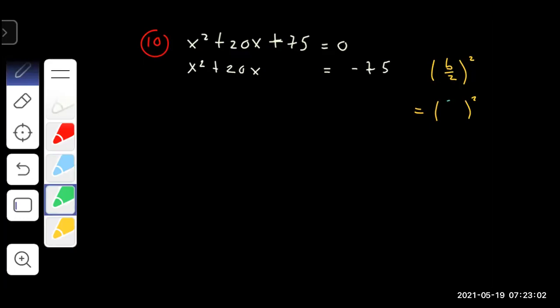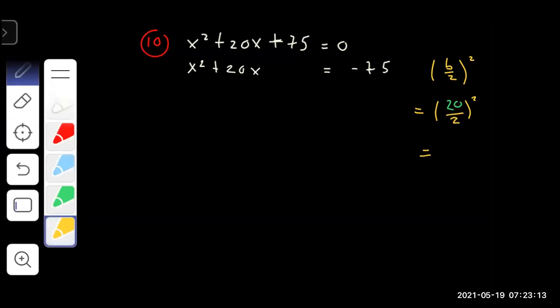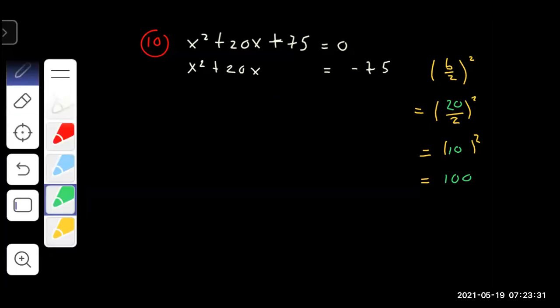So 20 over 2, guys. We only copy because we got it in the formula. Let's see if we can divide this and simplify it. 20 divided by 2, what is that? 10. That is 10 raised to the second power, right? And what is 10 raised to the second power? 10 times 10 is 100, not 20. Okay, 100. That is the number that is going to make this trinomial a perfect one. Okay, let's add 100.